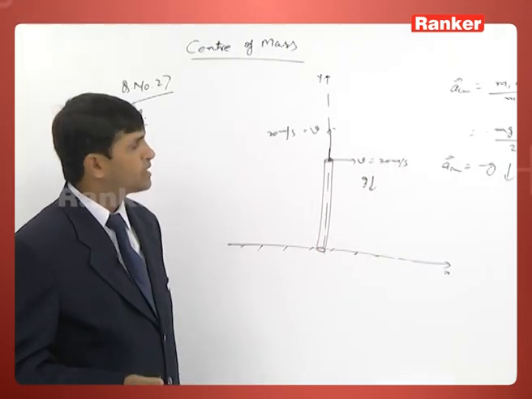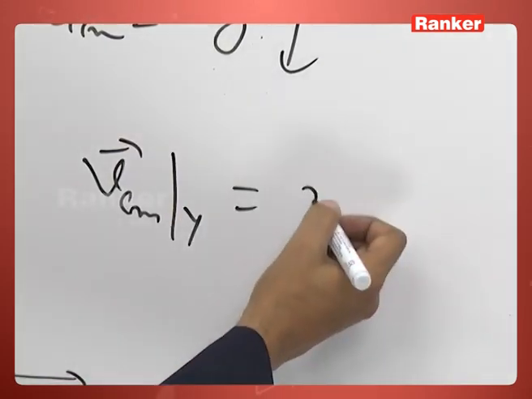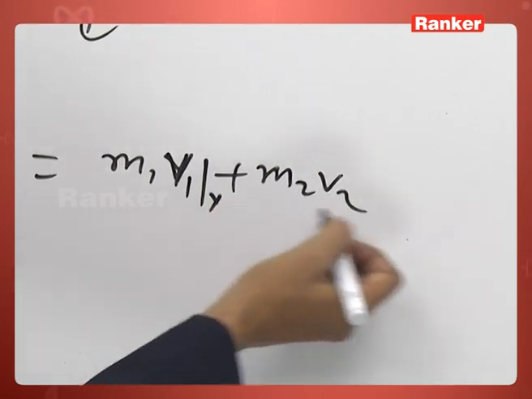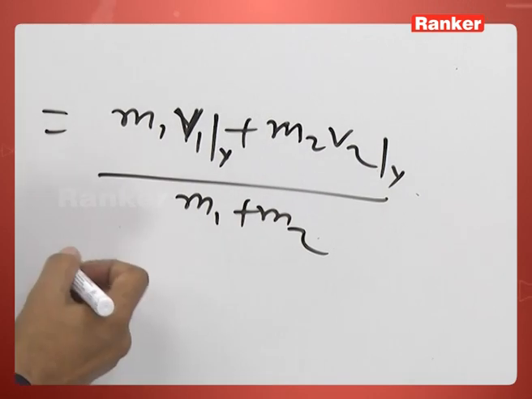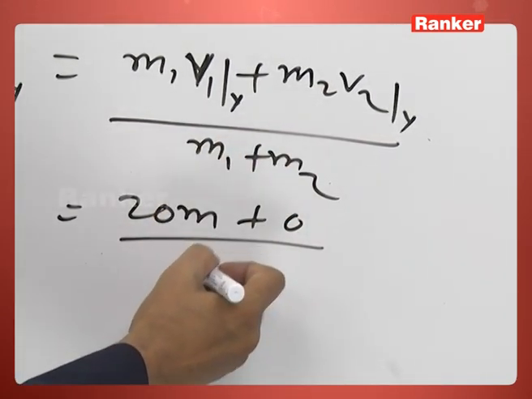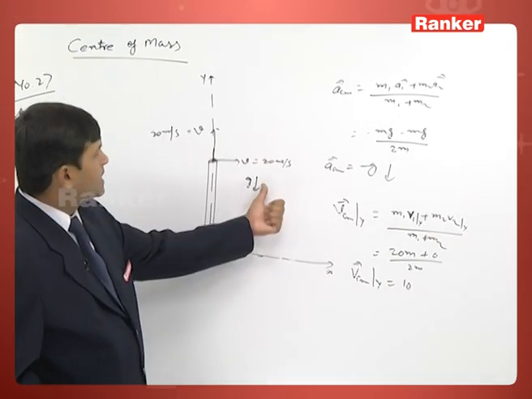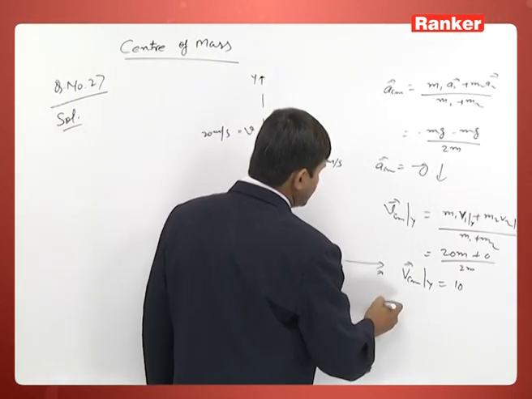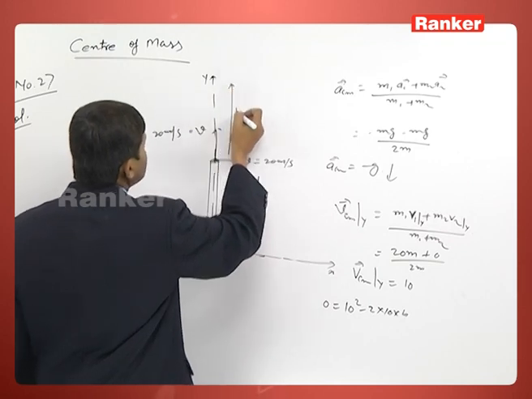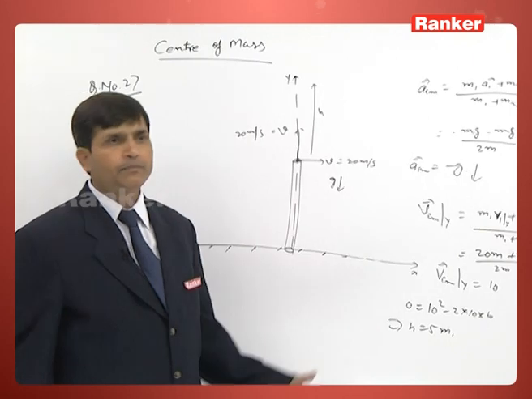Now, next we can get the vertical velocity of center of mass, VCM in the y direction, which is (m1 v1 plus m2 v2 along y) by (m1 plus m2). First has velocity of 20 up, so 20 into m, plus this has 0, and m1 plus m2 is 2m. So, VCM in y direction is 10. So, now it is going under gravity g. So for further distance travelled, final v square is 0, so 0 equals 10 square minus 2 g h, where h is the further height raised by center of mass. So h will be 5 meter.